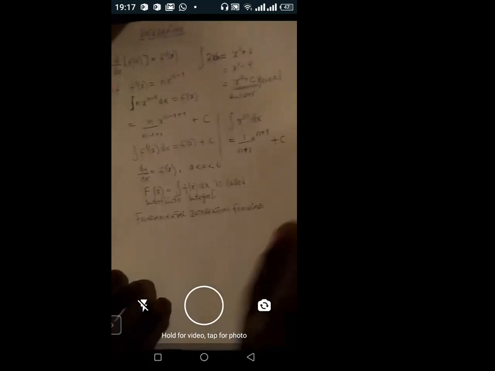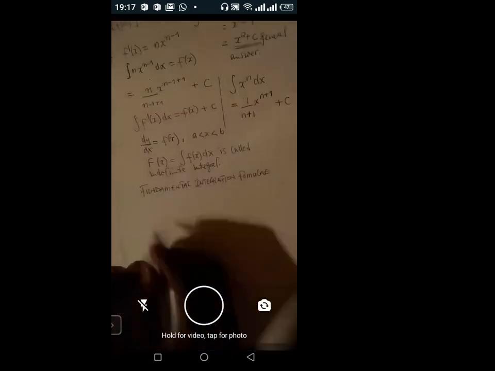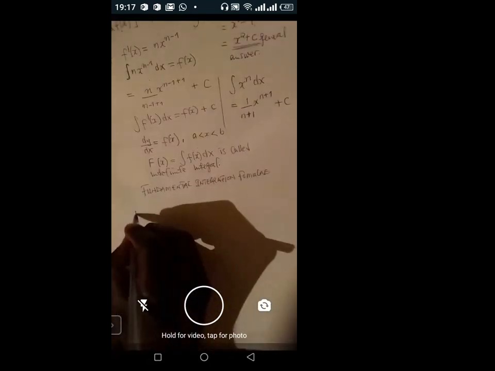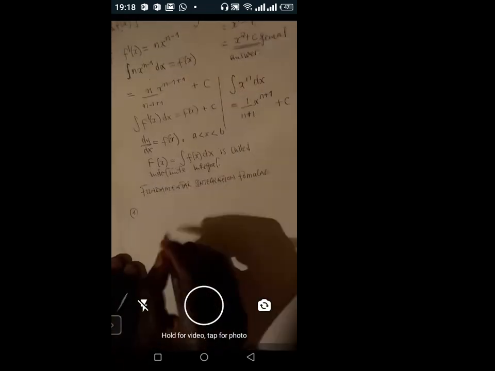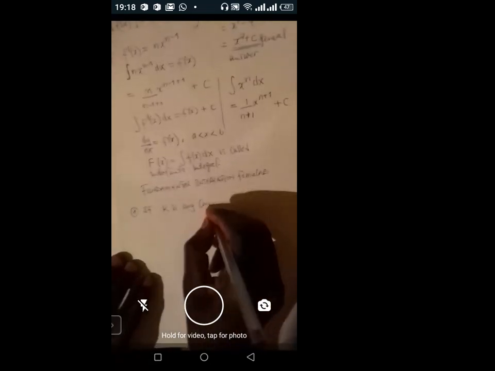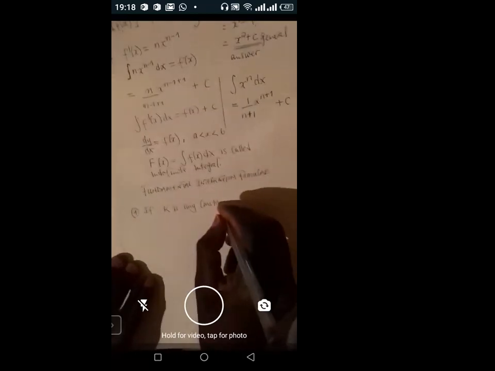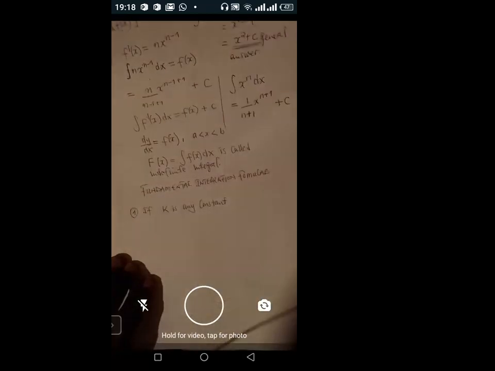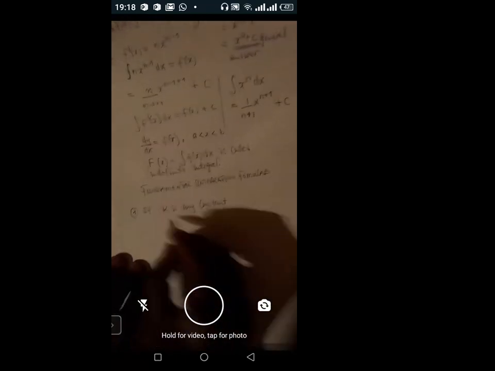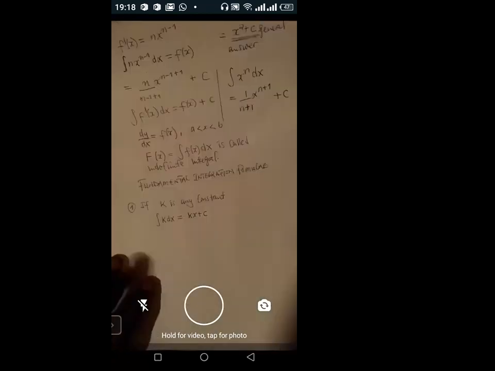So the first one, these are important, make sure you write them down. For one, if k is any constant, then we have the integral of k dx as simply kx plus c. This is kx plus c.